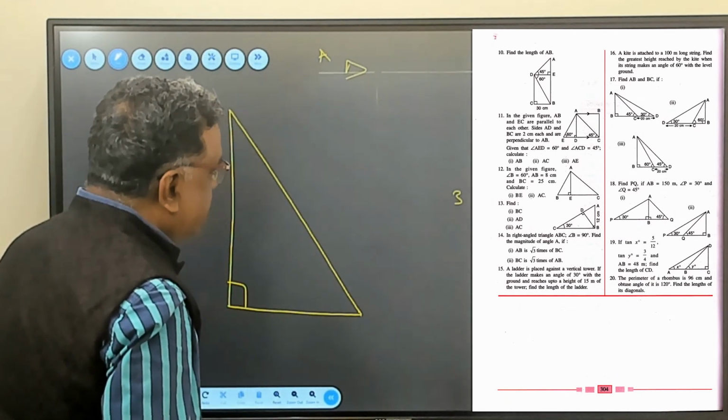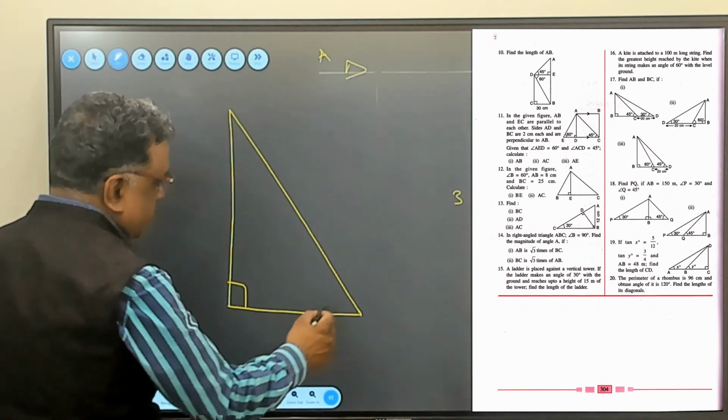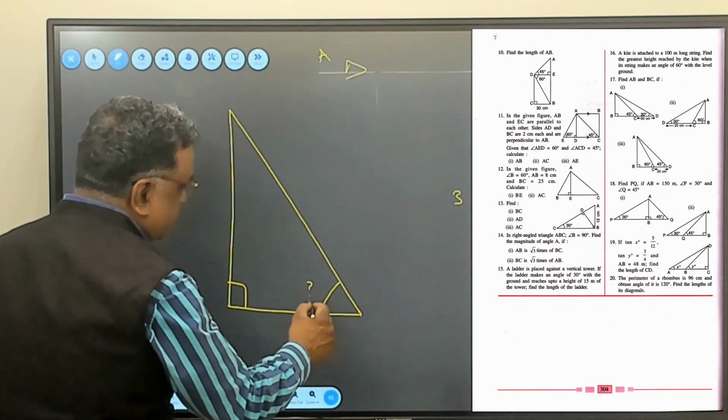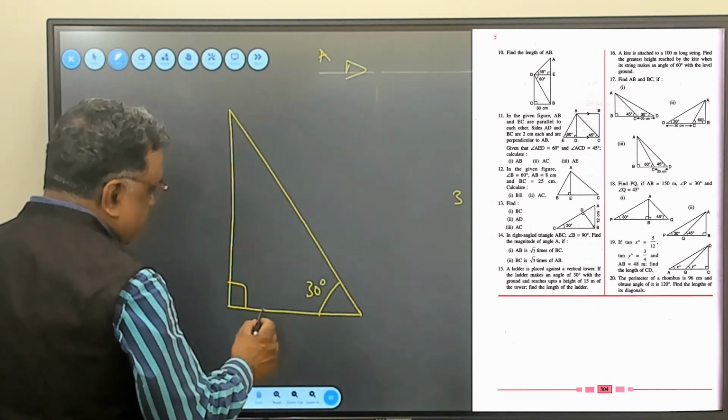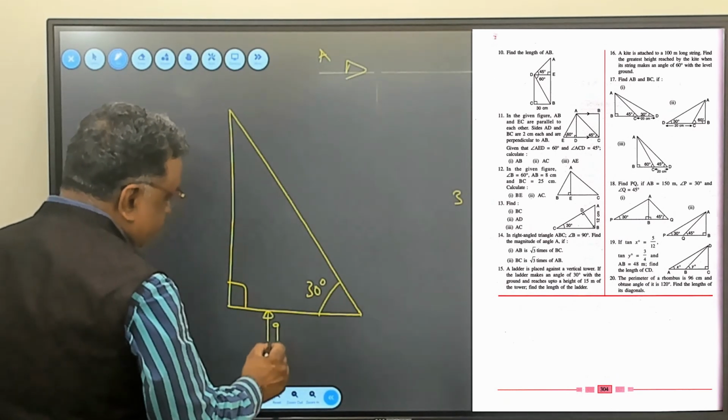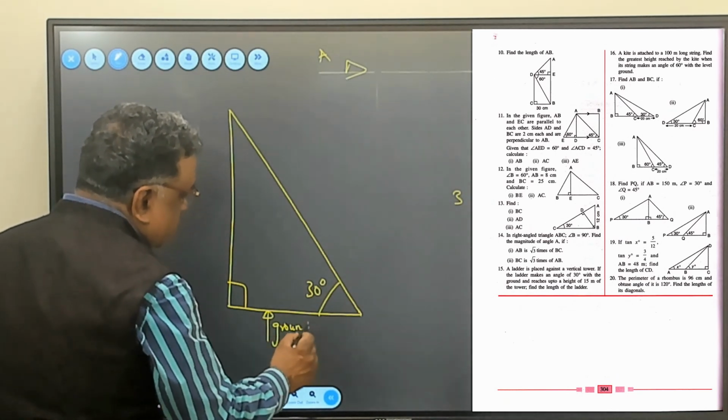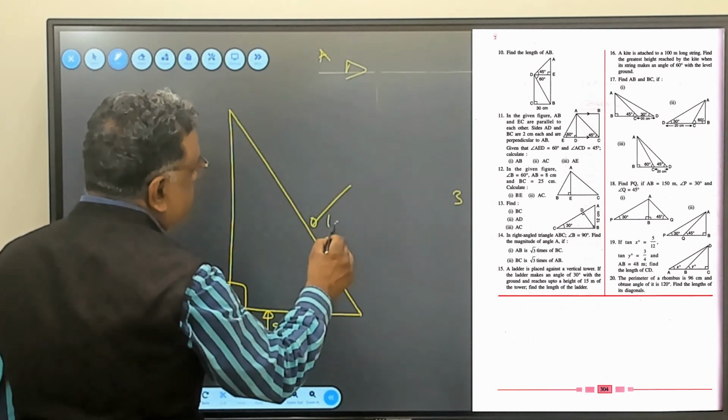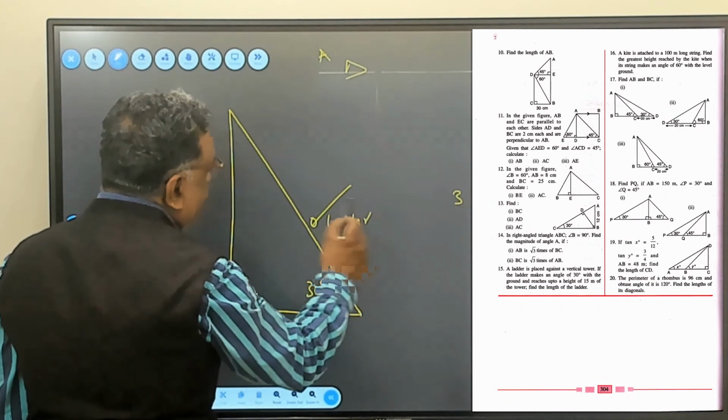The ladder makes an angle of 30 degrees with the ground. So मतलब ये जो ladder है, ये 30 degrees ground से angle बना रहा है. This is the ground. This is the ladder. And this is the tower.